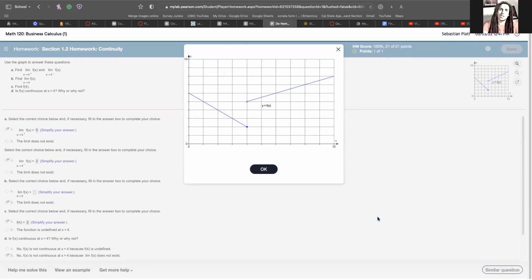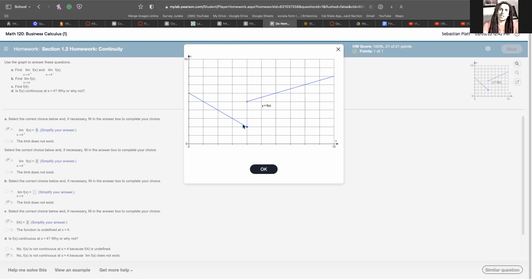Next up, we are going to find the limit as x approaches 4 from the right and 4 from the left. If we look at 4 from the right, which is this point right here, you're going to see that y = 5. But if we approach from the left, you will see that y is equal to 2. Therefore, for B, if we approach 4 head on, you will see that there is a disconnect here. And therefore, because of this disconnect between the two y coordinates, the limit does not exist.